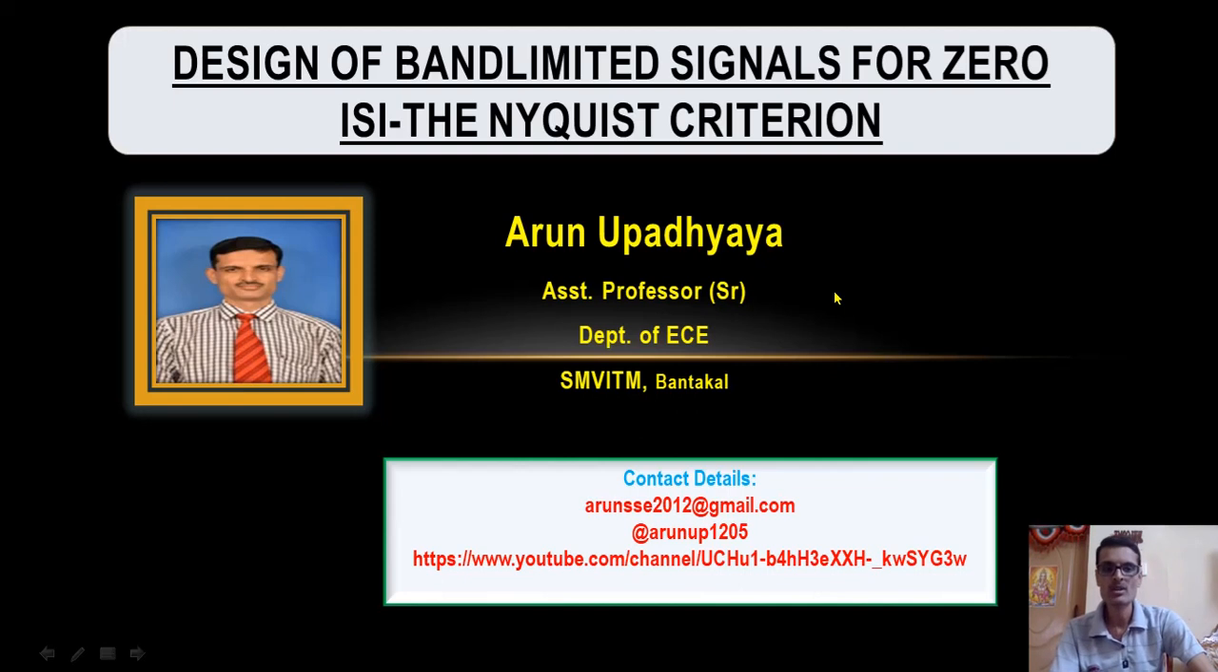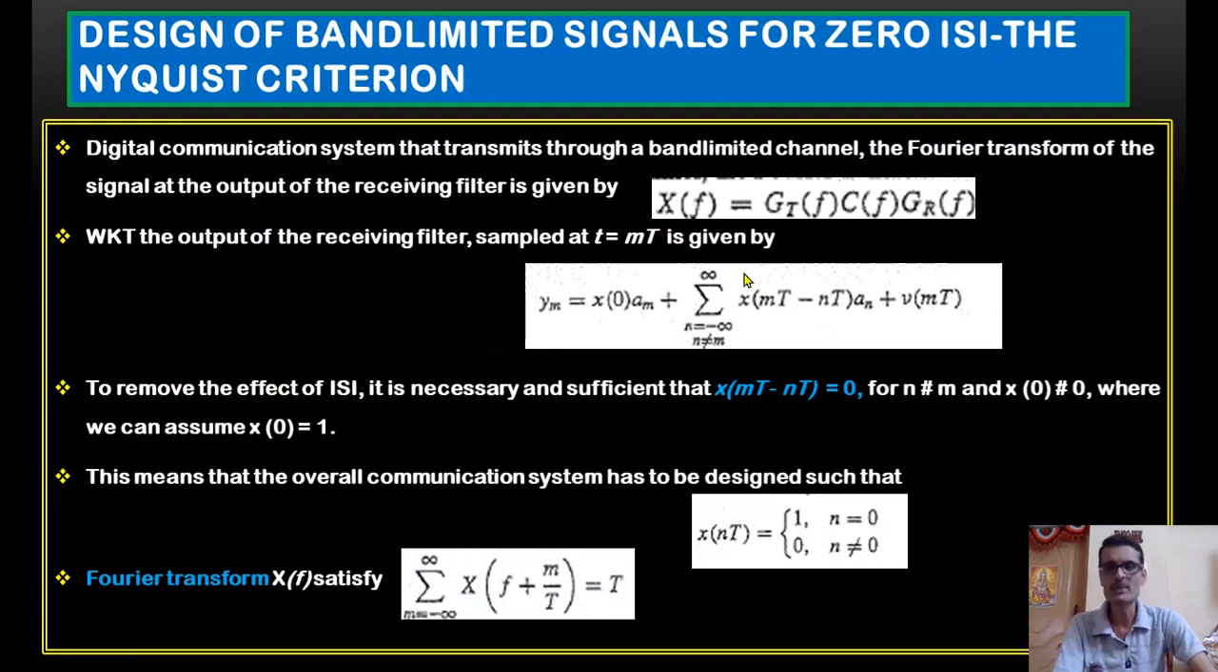That means if you want to get no inter-symbol interference, that is zero ISI, this is basically called the Nyquist criteria for obtaining zero ISI. How to design a band limited signal, or what should be the shape of that band limited signal? That's what we are going to design and discuss in this particular video. Now, see, the topic says design of a band limited signal for zero ISI, the Nyquist criteria.